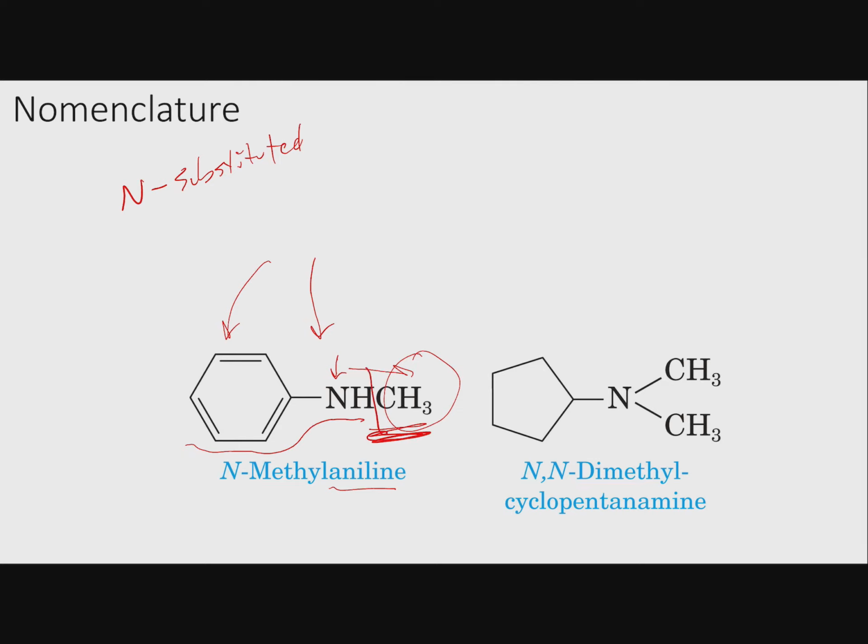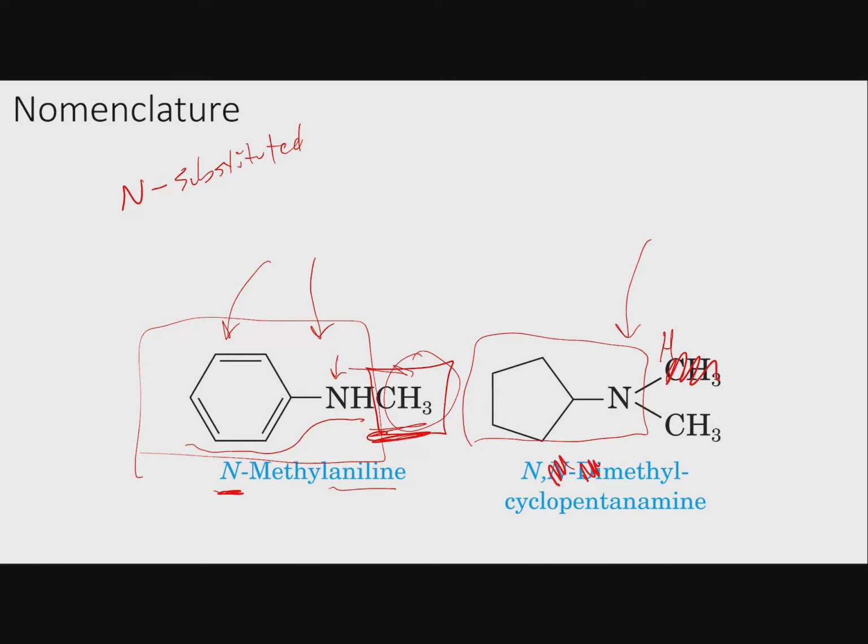So here, the methyl part gets the name N, like it's on the N, right? Like we would do a number 1, 2, or 3 for any other carbon, and then we call it aniline. Same thing here. This cyclopentanamine is the bigger amine, so that's the parent chain. And then this has 2 methyls on it. The 2 methyls are not on the ring, they're on the N. So we have to say N,N-dimethyl. If there was only 1 methyl, then we would just say N-methyl cyclopentanamine. Okay.